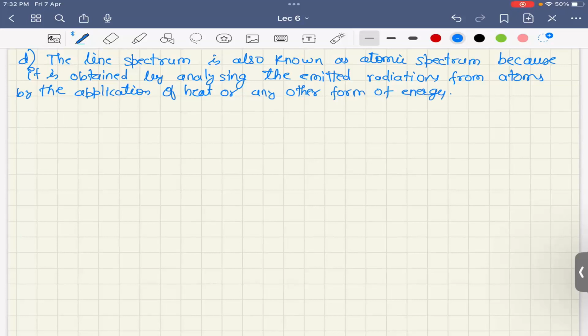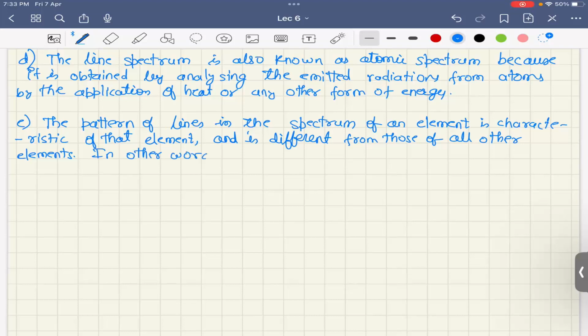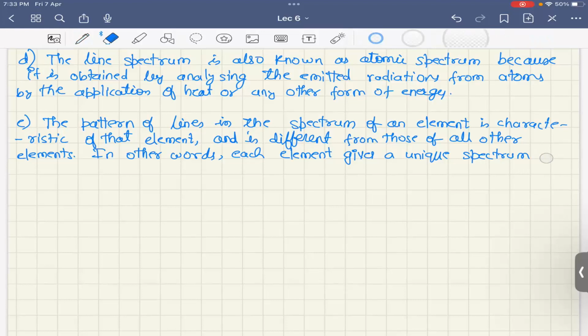The pattern of lines in the spectrum of an element is characteristic of that element and is different from those of all other elements, right? So in other words, each element gives a unique spectrum, irrespective of the form in which it is present.